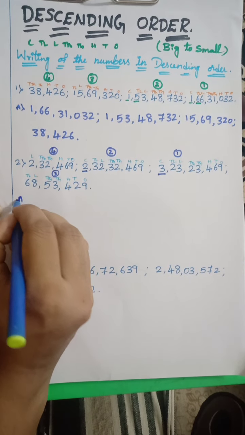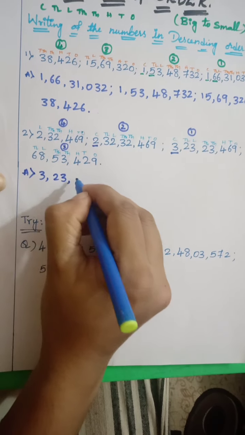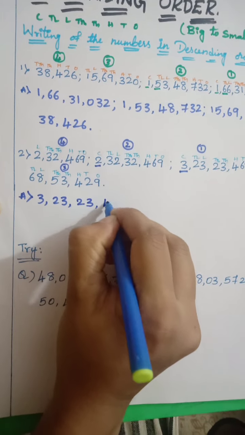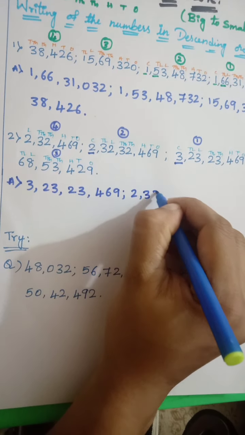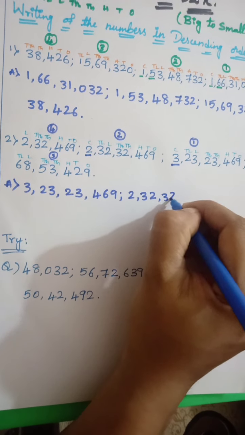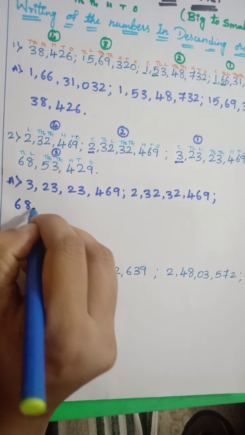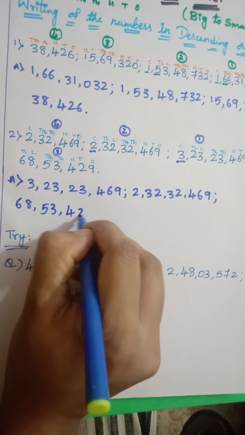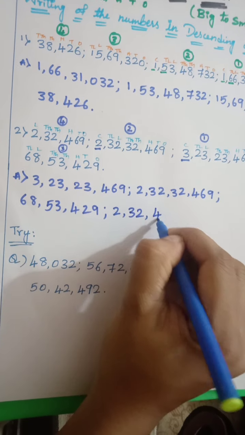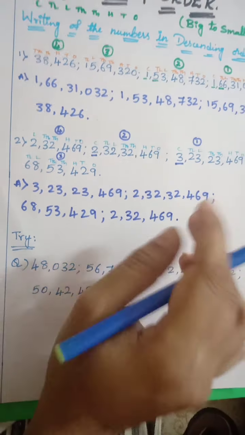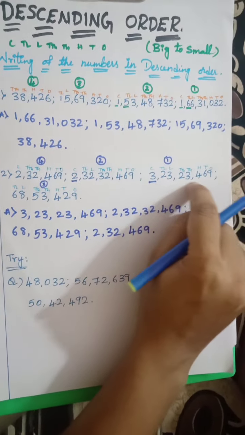Let us write the answer. First one, 3 crore 23 lakh 23,469, and second one, 2 crore 32 lakh 32,469, and third, 68 lakh 53,429, and the last one, 2 lakh 32,469. See, in order to confuse you, they have given greater numbers over here and lesser numbers over here.